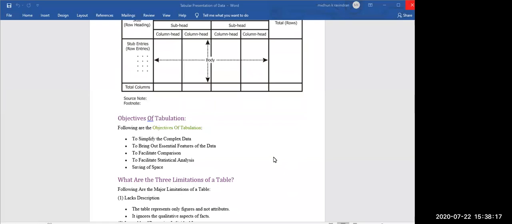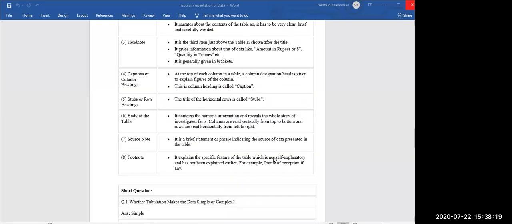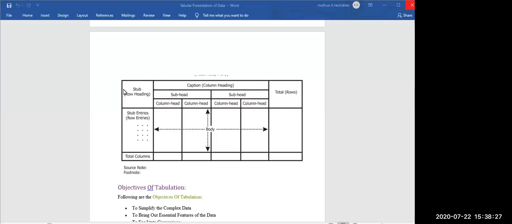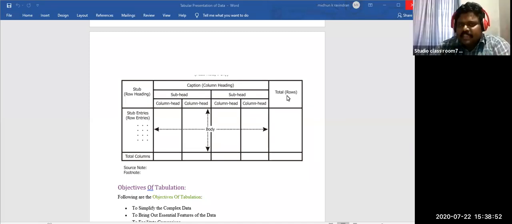Next one is the row headings. Row headings are otherwise called the stubs, or stub headings. We can find them at the vertical level here. The area is called the stub. Row heading, otherwise called stubs. This movement is called the caption, otherwise the column heading, this way, and the stub heading or row heading this way. One is vertical, the other is horizontal. So that is called the stubs.